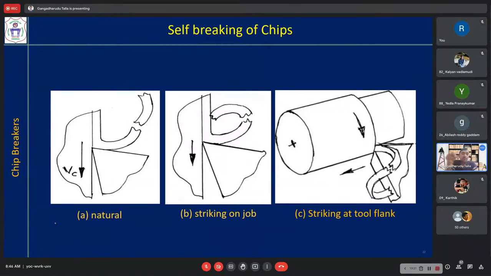Then, one point I have not discussed earlier is, why do chips curl? In the ideal case, one may think that it should come out straight. Why is it curling? Any reasons that you can think of? Why do chips curl? Why are they not coming out straight?